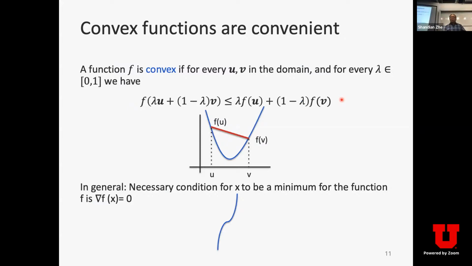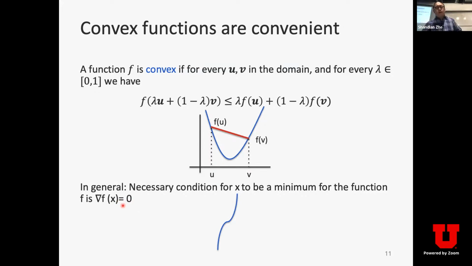Another thing we want to mention is regarding optimization. Usually, if a function is differentiable and you want to minimize an arbitrary function, if x is a minimum for that function, then we can claim that the gradient of the function at x will be 0. So this is a necessary condition. It's not a sufficient and necessary condition.